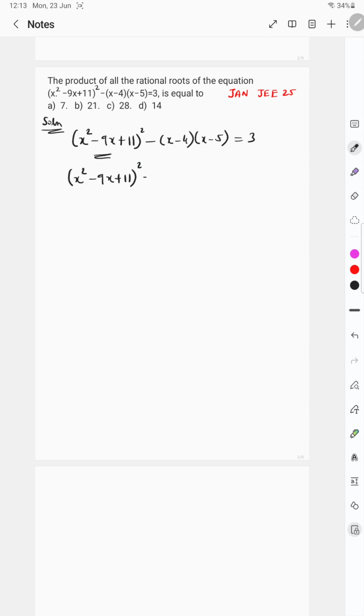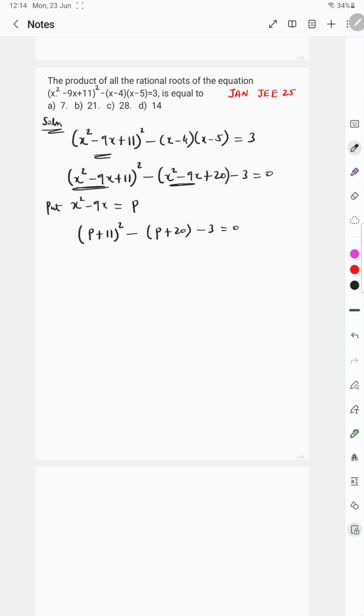Now if I orally multiply this, I know that I am going to get x² − 9x here. So I'll take advantage of that. Why? Because these are similar terms. If we get something similar, we can substitute as some variable. So I'll put x² − 9x as some p. So I have here (p + 11)² − (p + 20) − 3 = 0.